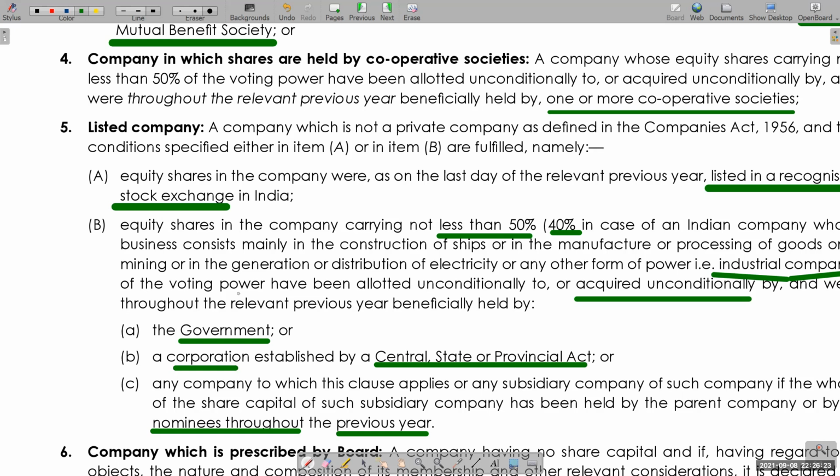That holding company is a listed company, which means the subsidiary company will also be a listed company. We call the holding company a parent company. So we have to consider the holding for the relevant previous year only. Understood? And we are moving to the company which is prescribed by the board.